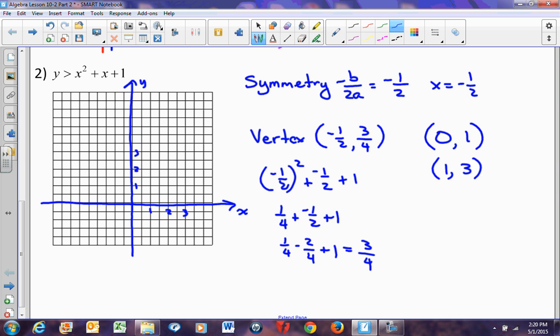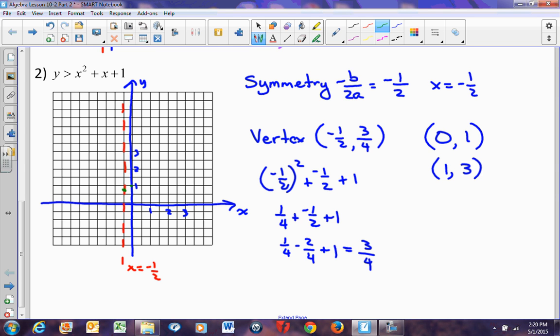First thing I'm going to graph is my axis of symmetry. My axis of symmetry is right here. That's negative 1/2. Now I'm going to graph my vertex. My vertex is negative 1/2, positive 3/4. Positive 3/4 would be about there. Then I'm going to graph the point 0, 1.